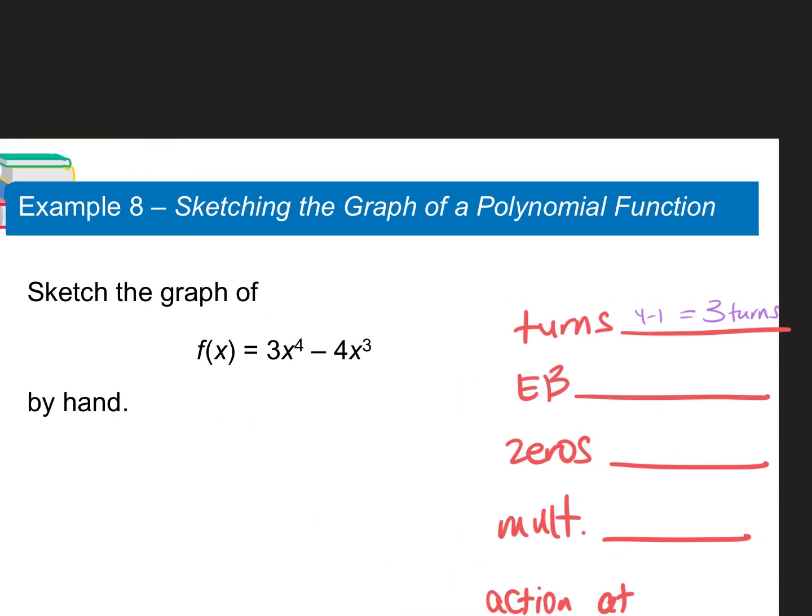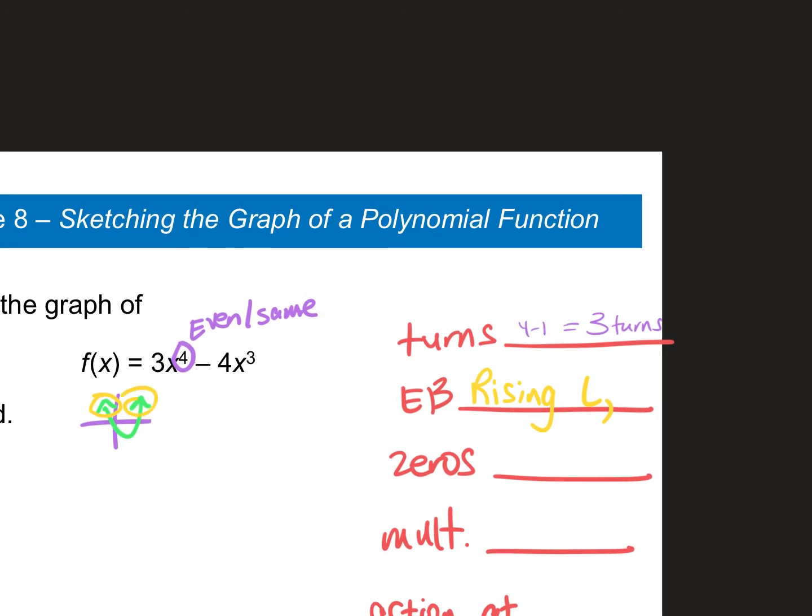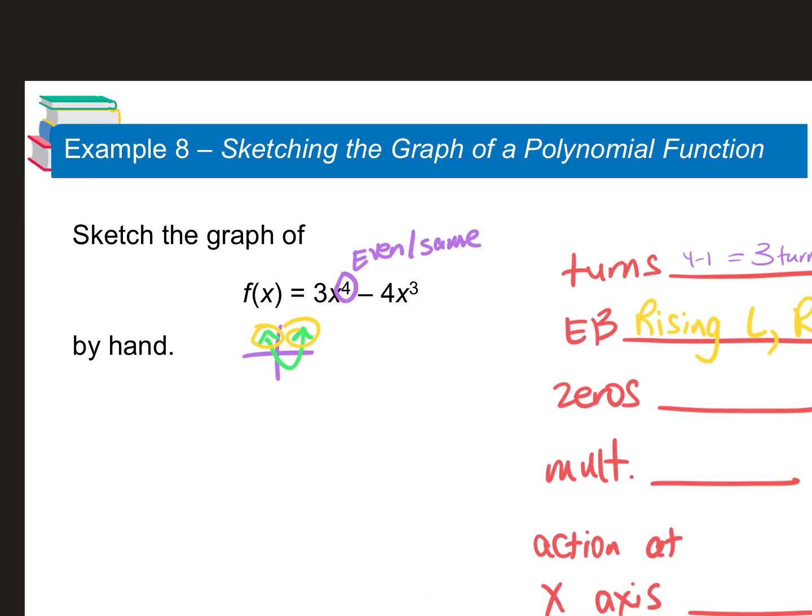Now we're going to determine the end behaviors. Well, I look at the highest exponent, which is a what? A 4. It's an even number. When I think even, I think same direction. So draw yourself a little picture. Is this a positive 3x to the 4th or a negative one? Positive. So I know that both of the arrows are going up. So on the left-hand side, what's my end behavior? On the left-hand side, what direction is it going? It's rising on the left. And what's it doing on the right-hand side? Rising on the right. Good. I know it might seem silly to draw this little picture and circle the arrows, but it really helps.